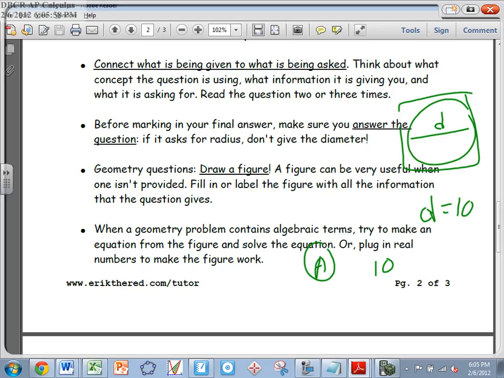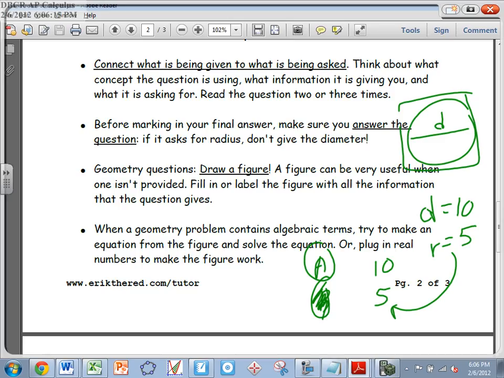The answer must be 5 then. So go ahead and plug in the 5. Again, if the diameter is 10, the radius is half the diameter, so the radius is 5. Be careful. Just because you solve for D in the middle of the problem does not mean that they're asking for the diameter. In this problem, they might be asking for the radius.